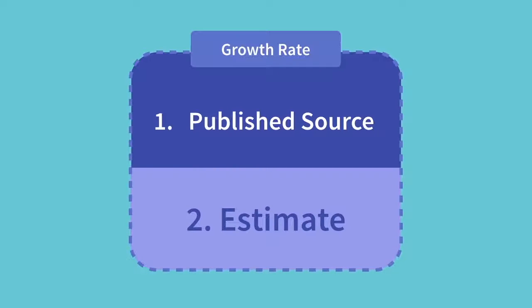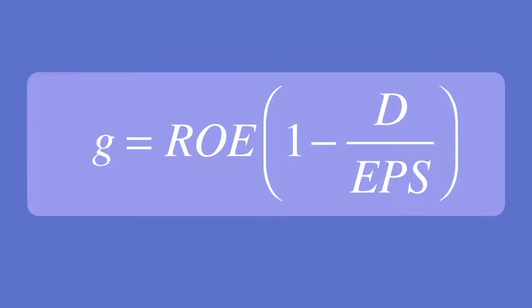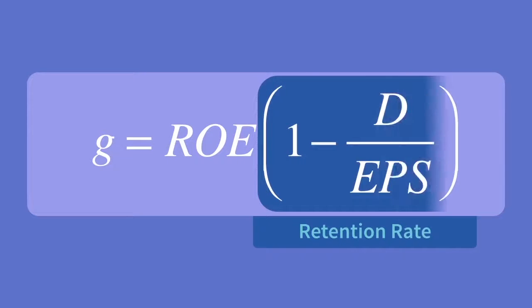The key to estimating the growth rate is sustainability. How much can we sustainably pay out in dividends? For this, we use a relationship between the company's historical return on equity and its dividend payout ratio. This term here, 1 minus the dividend payout ratio, is often referred to as the retention rate, the amount of its earnings that a company does not pay out in a dividend.